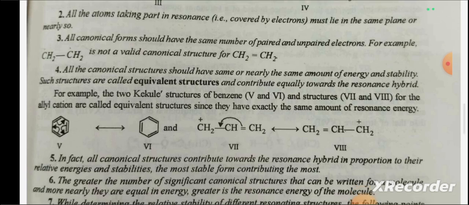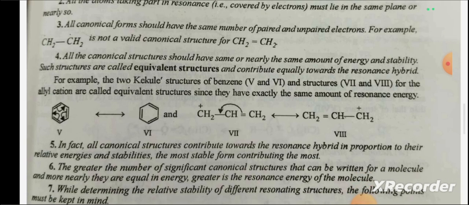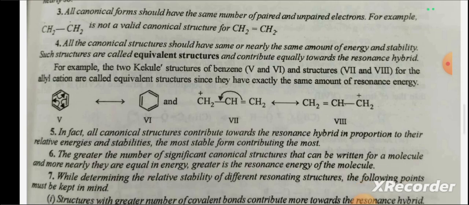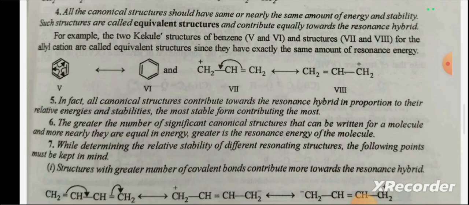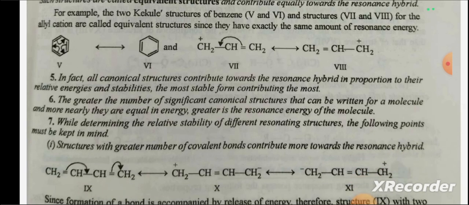Fourth is all the canonical structures should have nearly the same amount of energy and stability. Such structures are called equivalent structures. For example, we see the fourth and fifth examples below. Fifth is, in fact, all the canonical structures contribute towards the resonance hybrid in proportion to their relative energies and stabilities. The most stable form contributes the most.